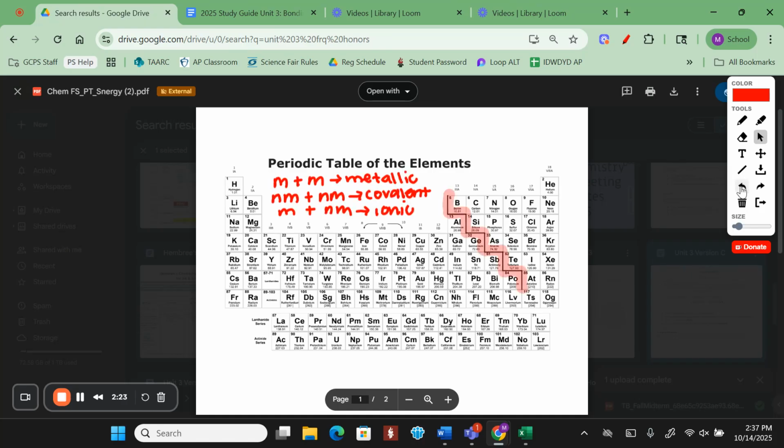I'm going to bring that back up and repeat myself just a second because I can't remember. These are your basic combinations of what you should be looking for. Let's go ahead and talk a little bit more about covalent.